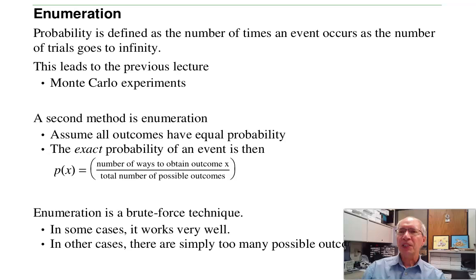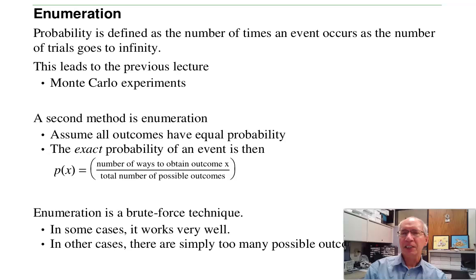Now probability is defined as the number of times an event occurs as the number of trials goes to infinity. That leads to what we did in the previous lecture, Monte Carlo experiments. Another way to figure out probabilities is enumeration.